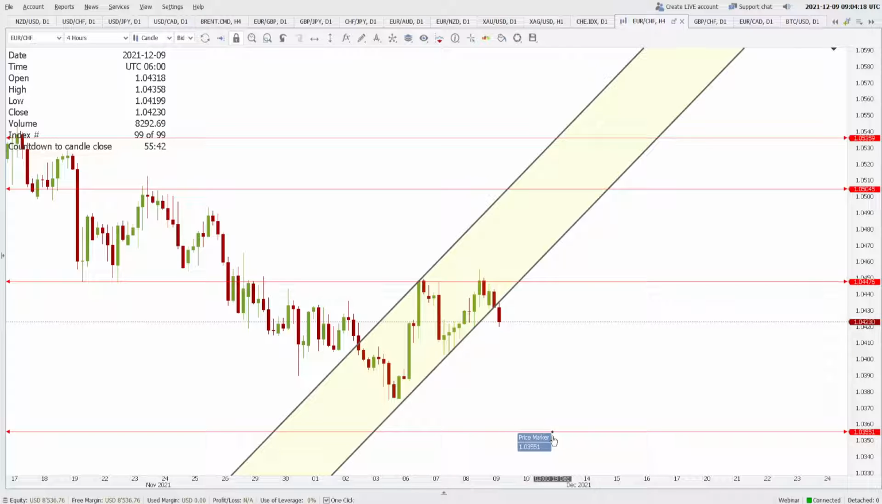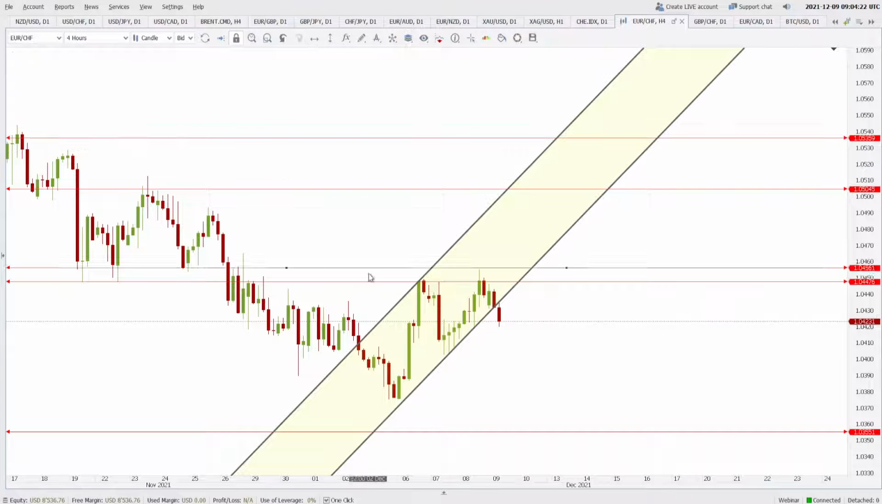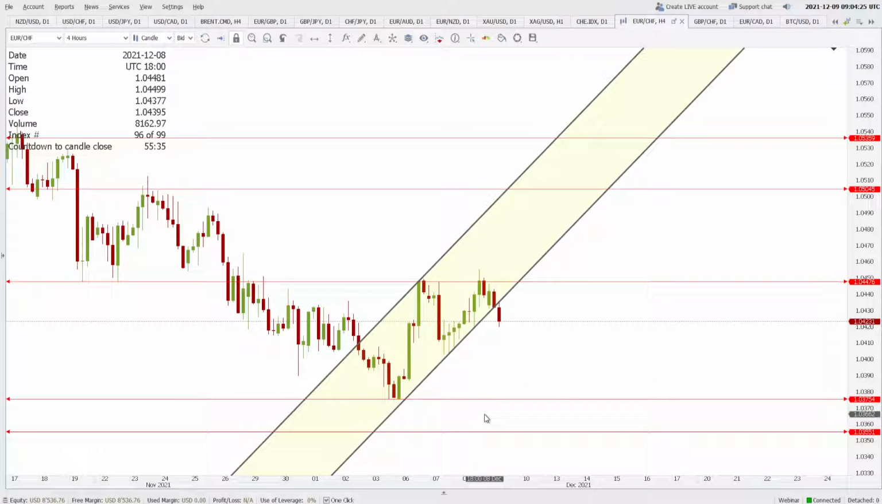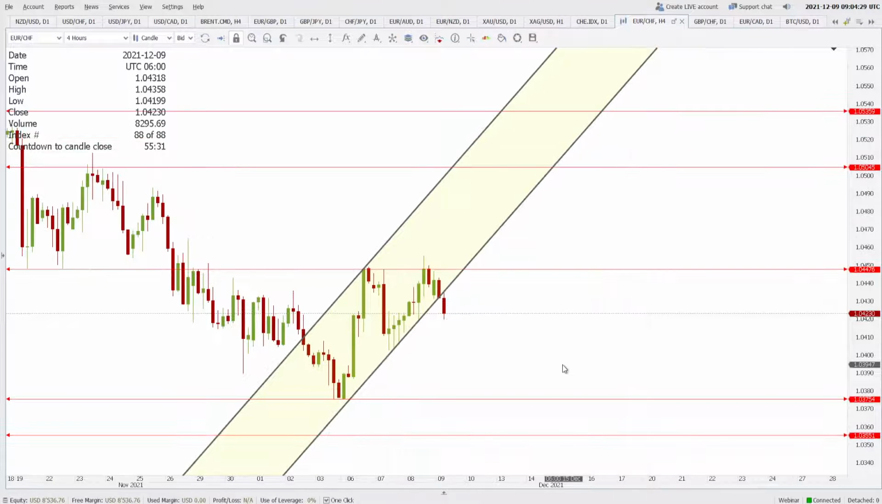I think 1.0355 is exposed in this market. If not that, then at least these lows which price had made at around 1.0375 are exposed already. Let us see how things unfold in the future. But euro seems to be weak against the Swiss franc as of today. And now 1.0447 is the resistance and 1.0375 is the support in this market.